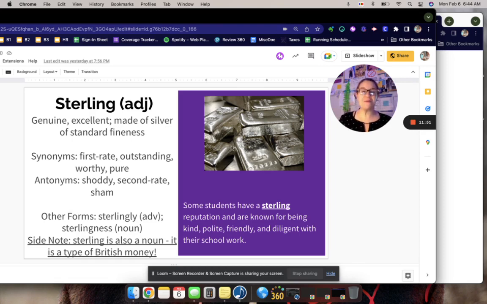Sterlingly is an adverb form, not super common. Same with the noun form sterlingness, but there is a noun form of sterling that is kind of common. Sterling, the noun, is a type of British money. So sometimes you hear people talk about sterling and they mean money if you're in England or the UK of some kind. And then I wrote a sentence dealing with the first part of the definition, meaning genuine or excellent.